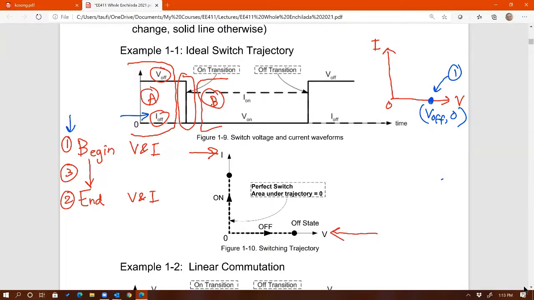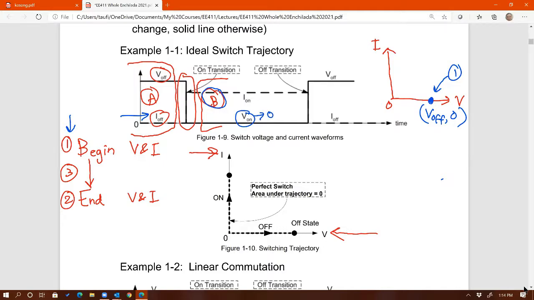Okay, and then the next step is to look at the static condition afterward. That's B right here. That's the end point of the trajectory. That's when the switching transition is done. You can tell that from that static condition, we have new values for the current and voltage of the switch. You can see that the current goes to I on, some high value, and the voltage across the switch goes to 0. Voltage is equal to 0, I is equal to I on.